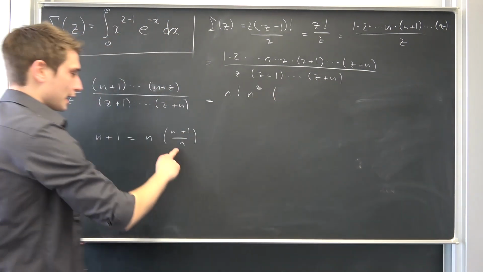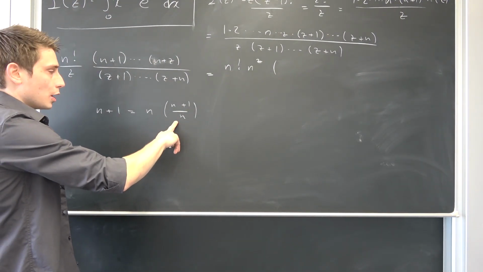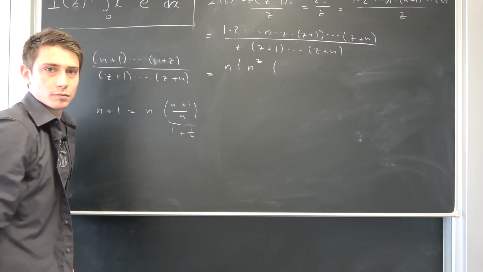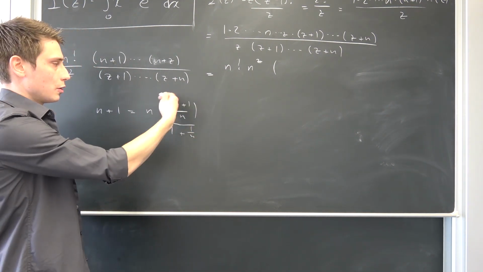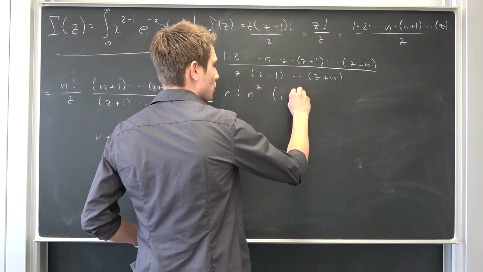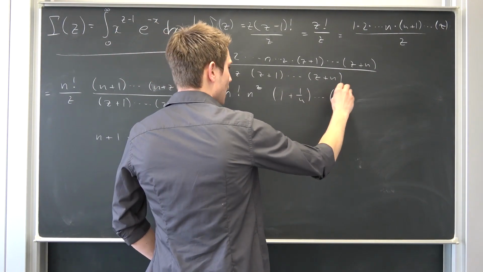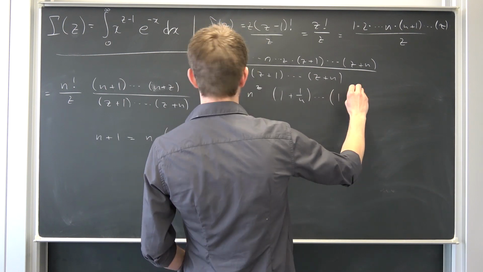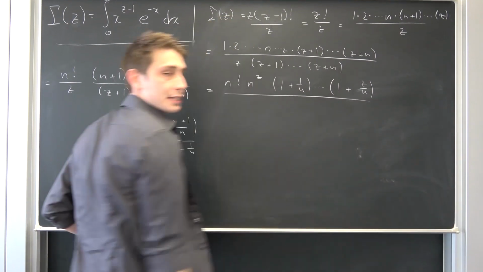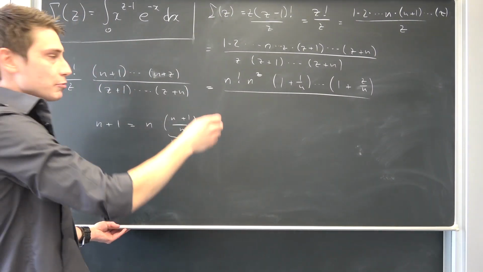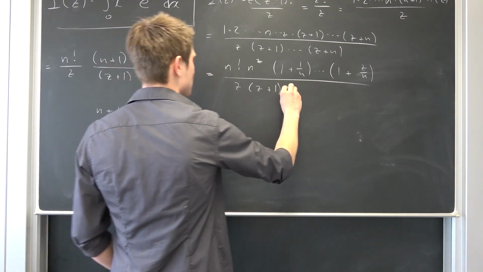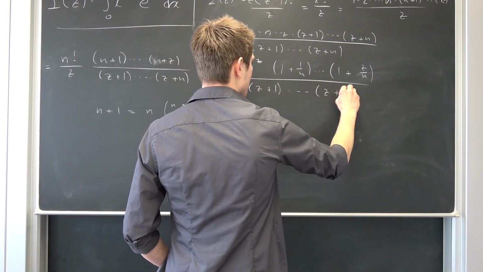And then we have, okay, n plus 1 over n is actually nothing but 1 plus 1 over n. We can just make use of the property that our numerator is actually additive. So we have 1 plus 1 over n times dot dot dot up until 1 plus z over n. Also down here in the denominator, we just have what we have. So this is z times z plus 1 times dot dot dot up until z plus n.